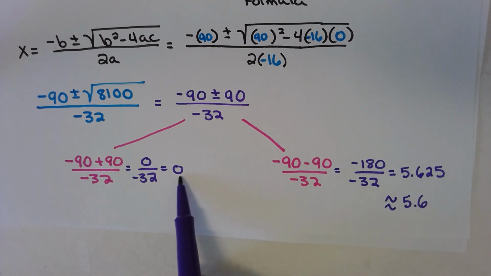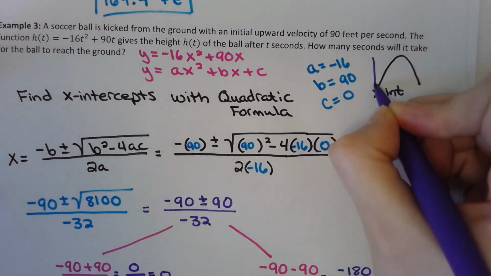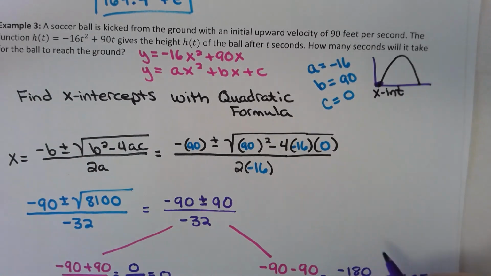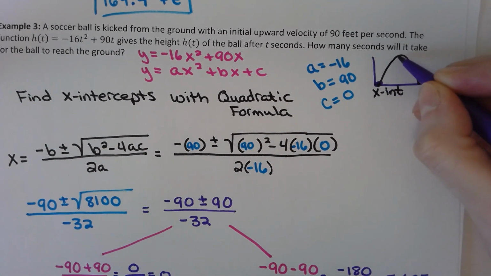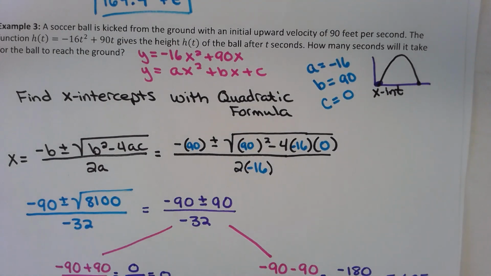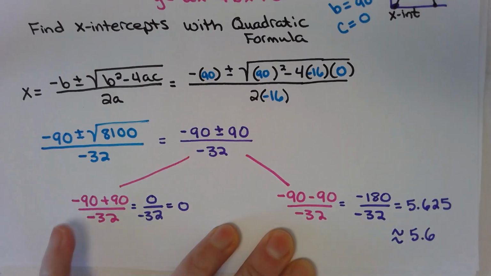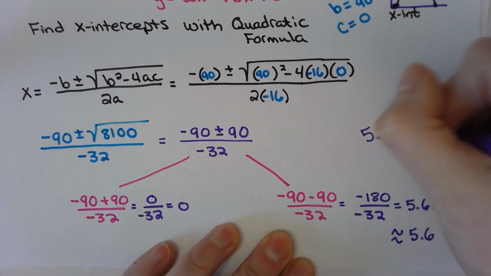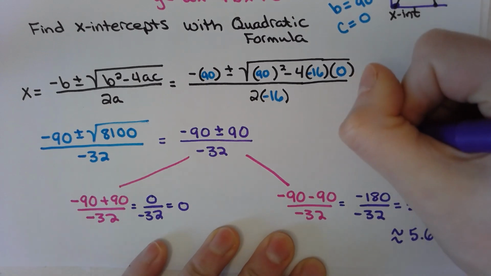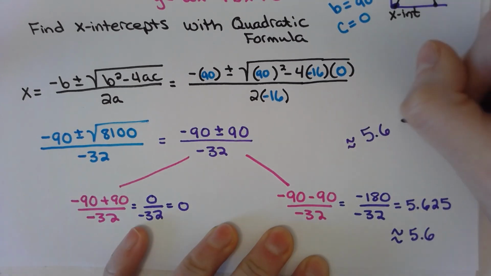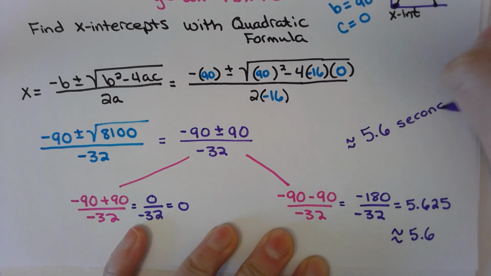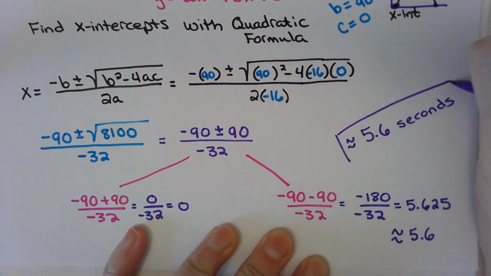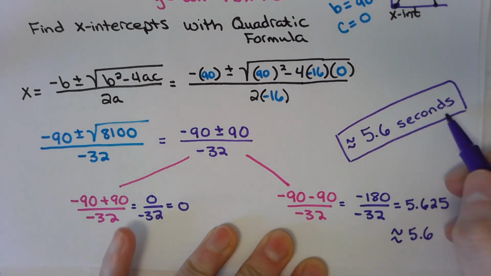Now, our answers were 0 and 5.6. That just means if you had this axis, you started at 0, it went up into the air, and then it came back down after 5.6 seconds. So we are going to say 5.6, or it's approximately because we rounded, seconds. When you enter your answers onto Canvas, do not worry about trying to put the labels like seconds.